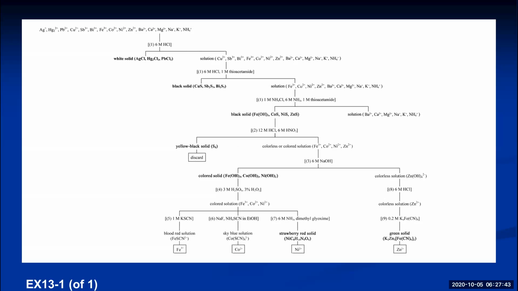Of the 3 remaining cations that do not dissolve in sodium hydroxide, that would be iron 3 hydroxide, cobalt 2 hydroxide, and nickel 2 hydroxide, we're going to dissolve them in a combination of sulfuric acid and hydrogen peroxide. Then we'll take this solution and divide it into thirds, and each of them will be tested with a specific reagent that would produce a significantly colored result indicating the presence of either iron, cobalt, or nickel.